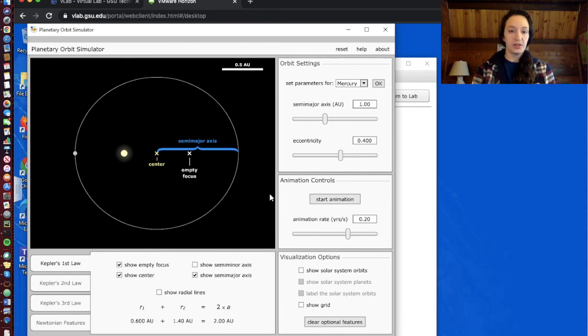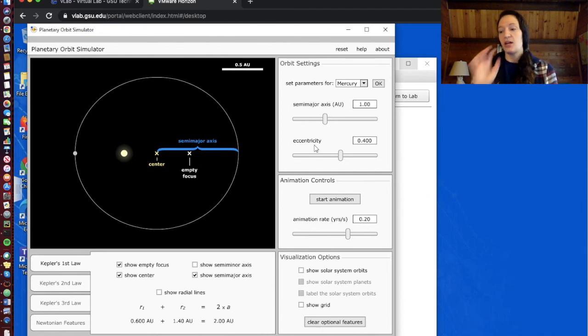From here, we just want to point out on the right-hand side of your simulator window, you have 3 panels. You have orbit settings. This is what you're going to be using most often. You're going to be adjusting your semi-major axis, your eccentricity, and you're going to be selecting different planets to view the information for. Then you have animation controls, such as start animation and the animation rate. How fast do you want it to go? And then you have visualization options. You could show the solar system orbits, and you could show a grid. We're not going to use these at all. You don't need to worry about them.